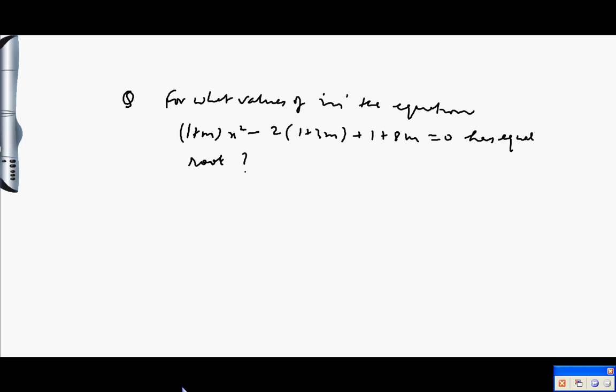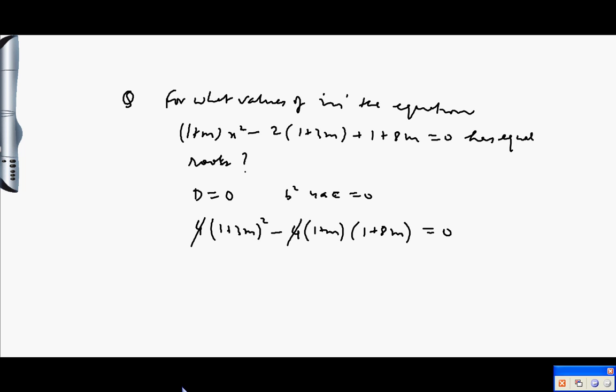Now, as we had seen that in case of equal roots, we apply the concept of D equal to 0. Now, in this quadratic equation, let us find out D and equate it to 0. We will solve that equation to get the values of m. So, when I use b square minus 4ac equal to 0, I get 4 times 1 plus 3m whole square minus 4 times 1 plus m times 1 plus 8m equal to 0. I can drop 4 from here and then I simplify.